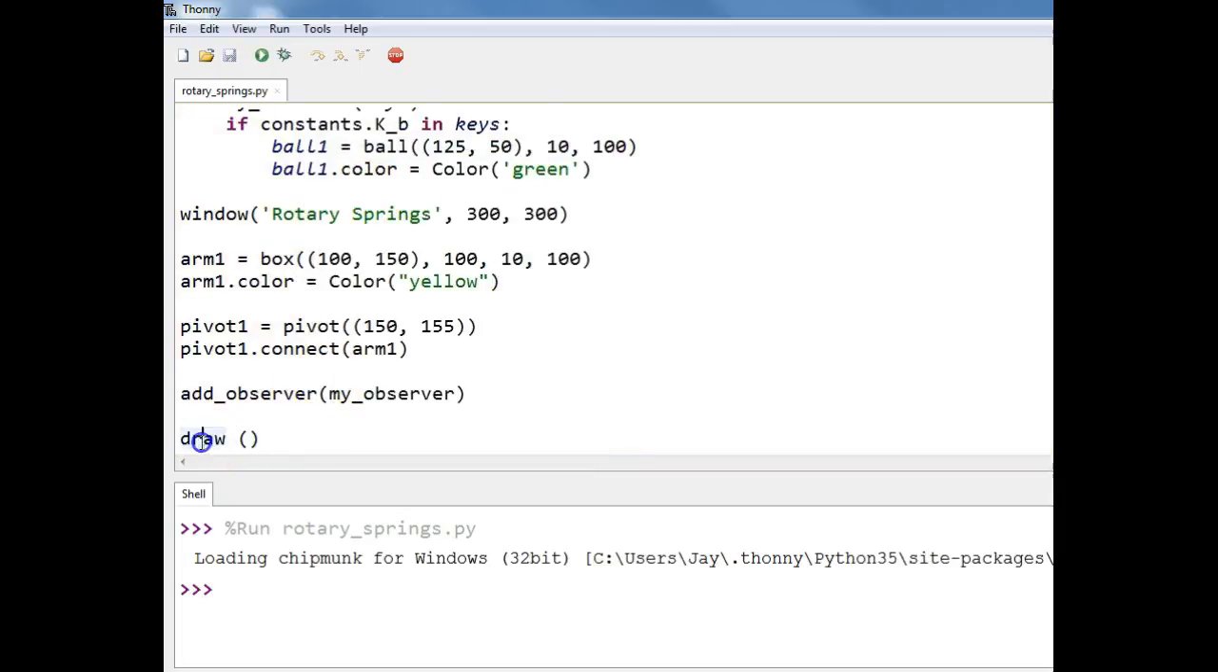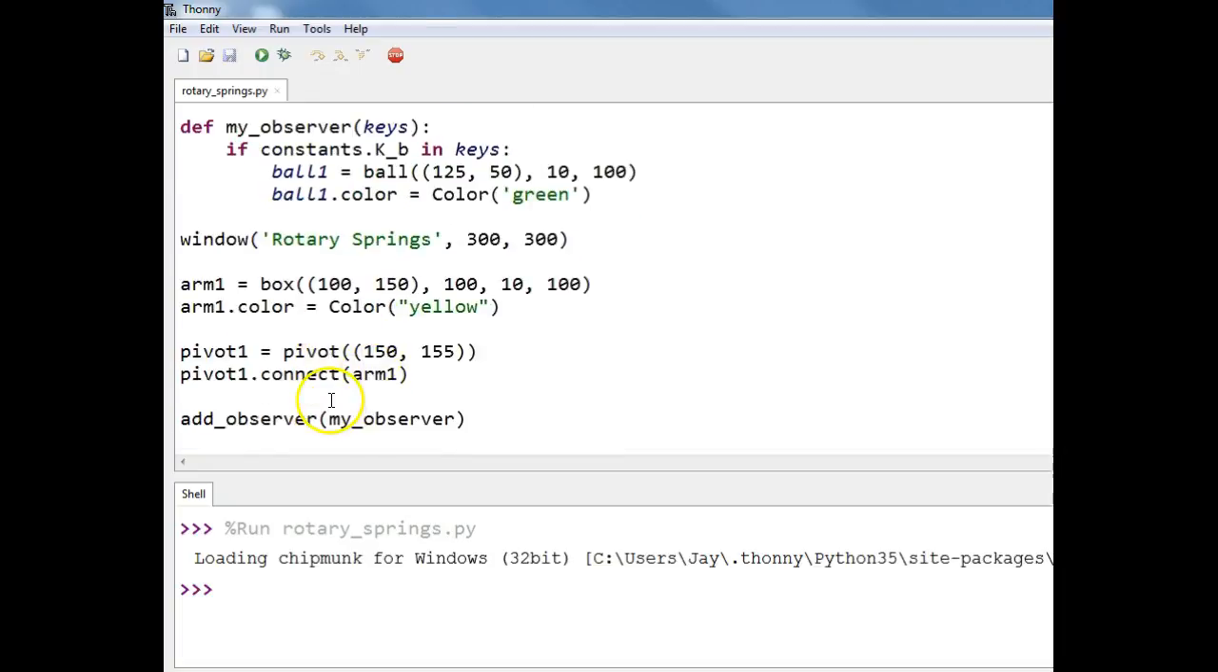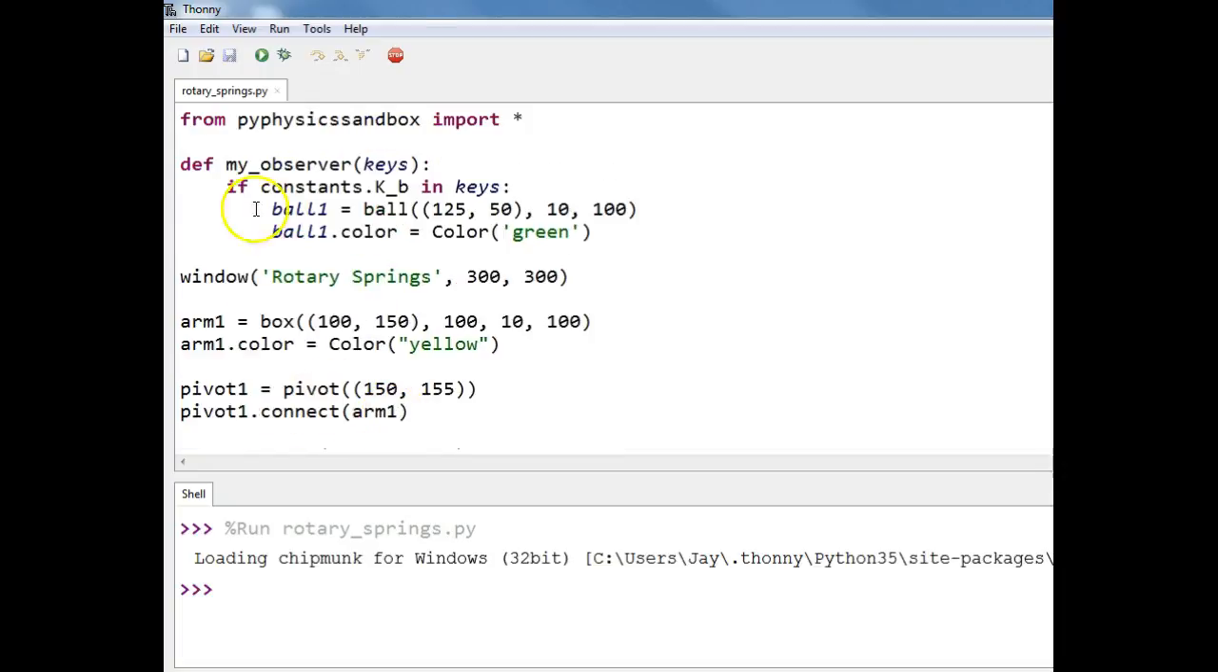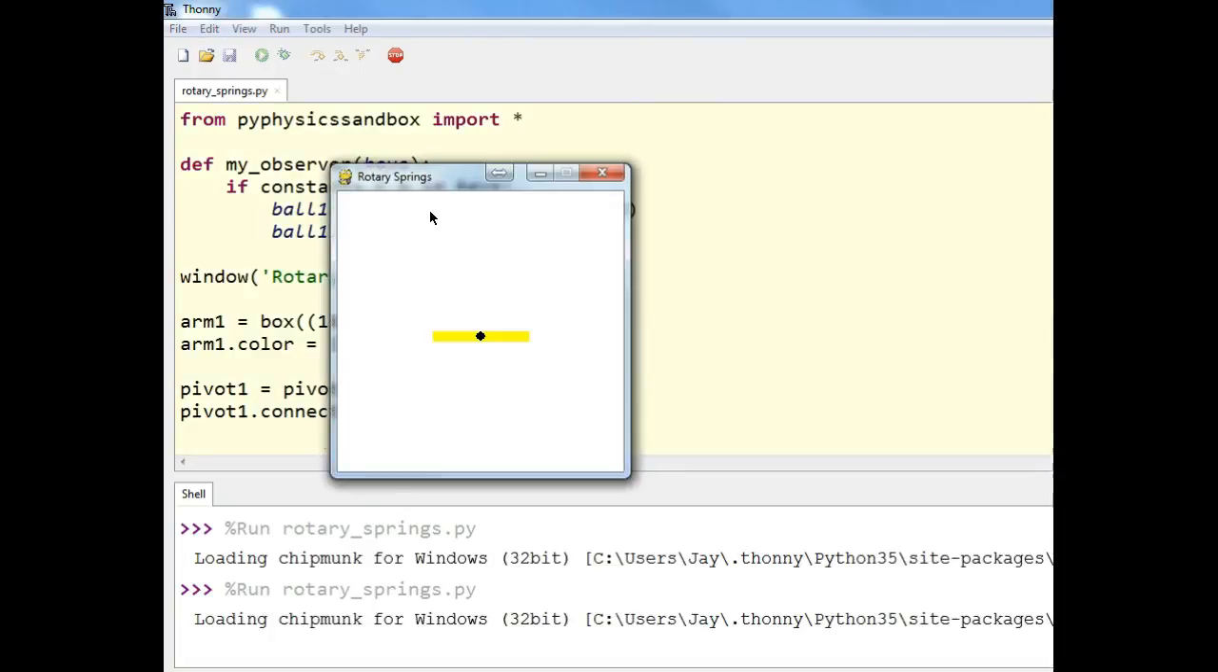Then in the observer function, I add my observer function. In there, I check to see if the B key is pressed. If it is, I create a ball above that arm so that it will pivot around. And up till this point, it's exactly the same as we had in the observer functions one. We can create as many balls as we want, and they pivot it around.